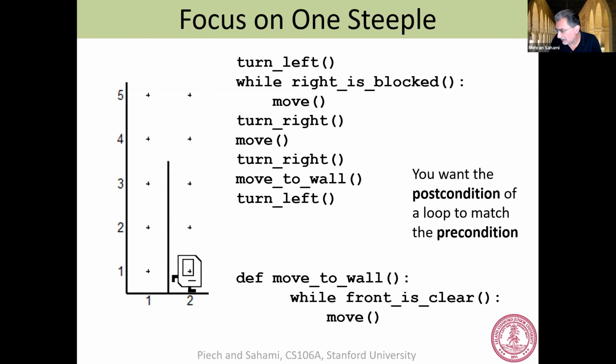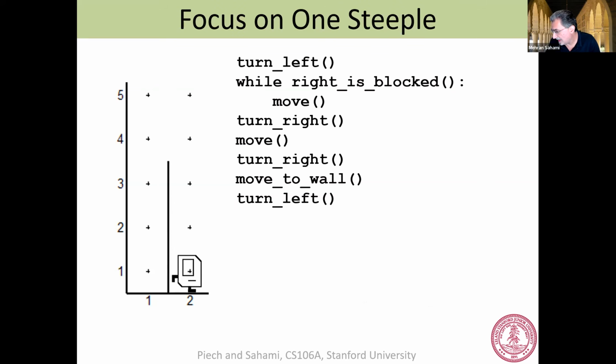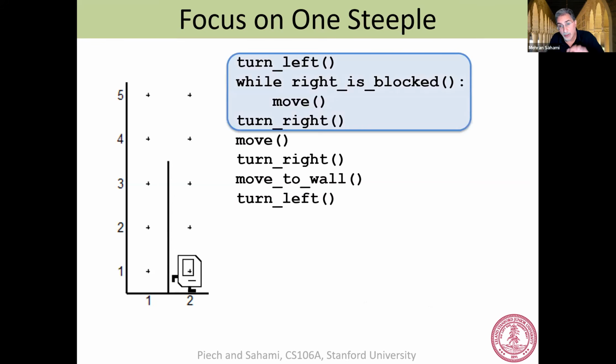But if we also think about what's going on here, we can take this and begin to break it up into smaller pieces. What do I mean by that? What I mean is if you look at the first section of code where we turned left, we moved while the right was blocked. So Carol put its arm out and kept moving until it got past the end of the steeple, and then it turned right again.